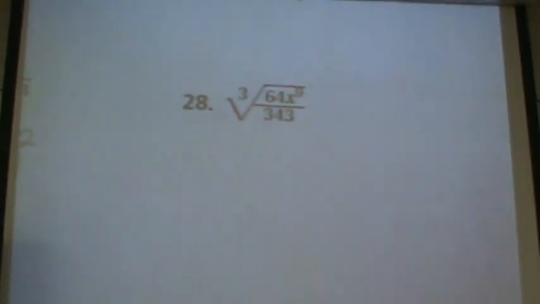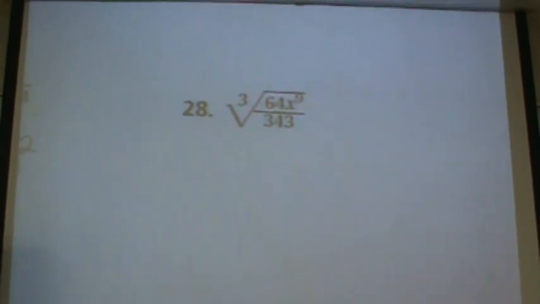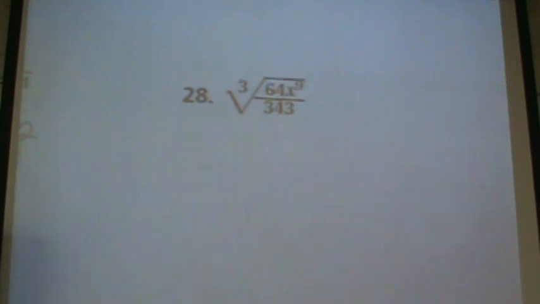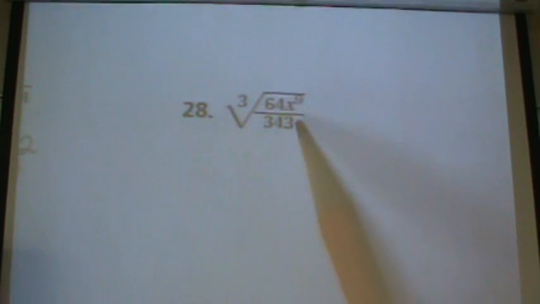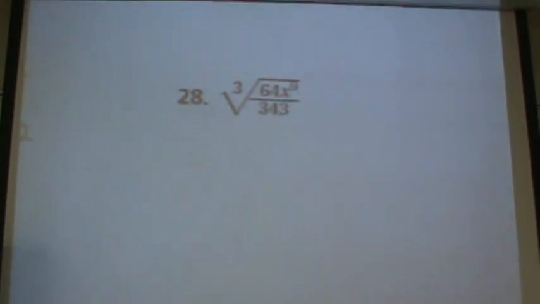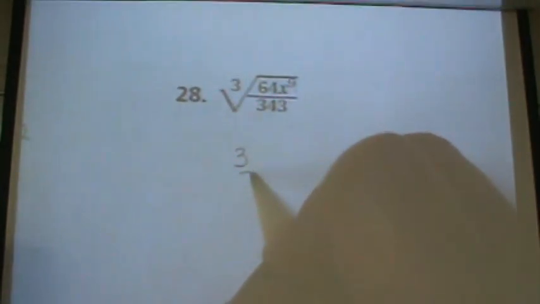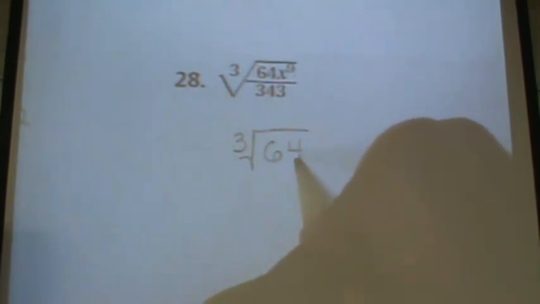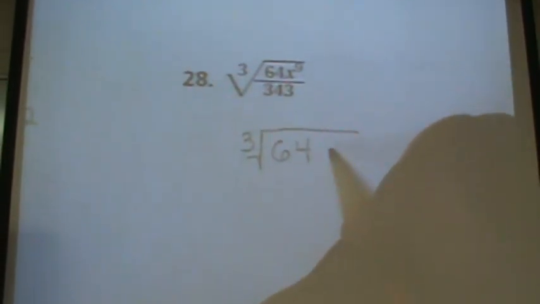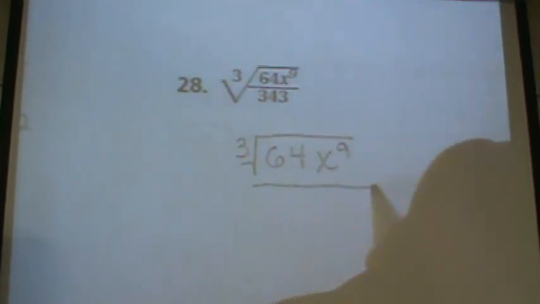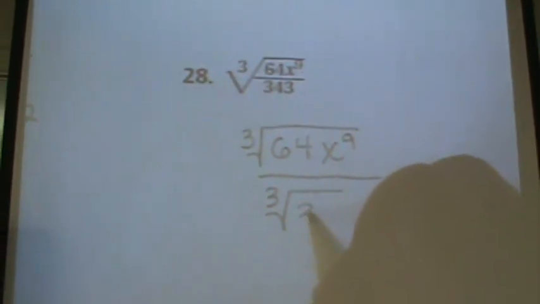Number 28, we are looking for the cube root of 64 and the cube root of 343. And then we have the cube root of x to the 9th power. So we're going to have the cube root of 64, the cube root of x to the 9th, and the cube root of 343.